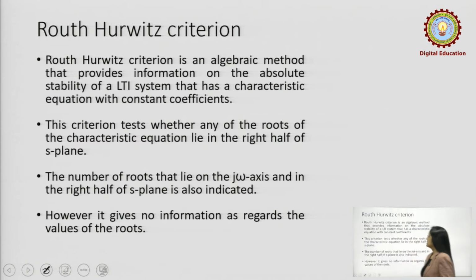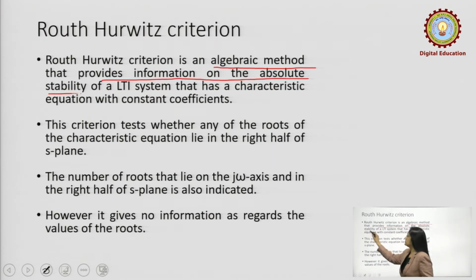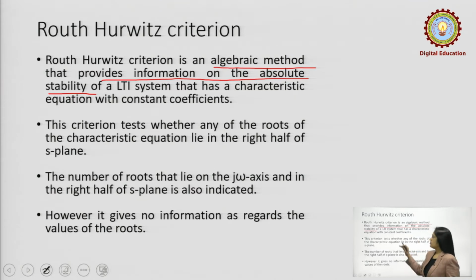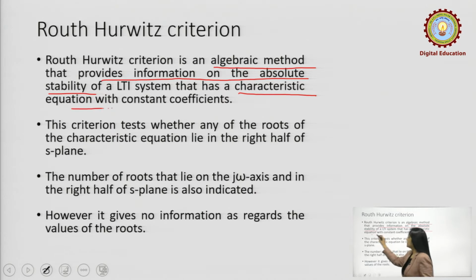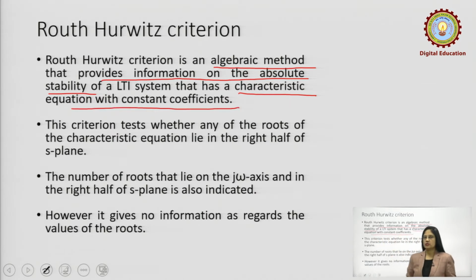The Routh Hurwitz criterion is an algebraic method that provides information on the absolute stability of a system. Through this criterion we get to know whether the system is stable or not, and it applies to systems whose characteristic equation has constant coefficients. So, it is required that the coefficients of the powers of s have constant values. This criterion tests whether any of the roots of the characteristic equation lie in the right half of the S plane.